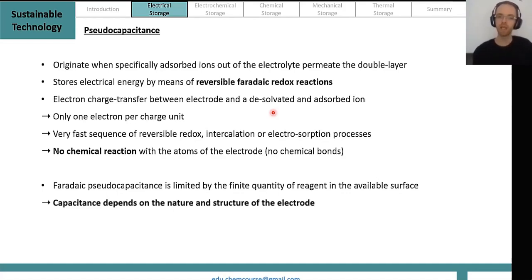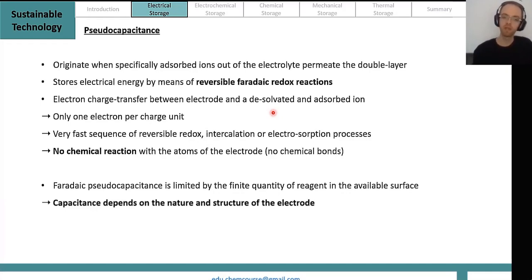So now we actually have something like a reaction which is, to be very strict, not a purely electrical storage anymore, but supercapacitors are regarded as electrical storage devices. So here we have an electron charge transfer between the electrode and a desolvated and adsorbed ion. And we can only transfer one electron per charge unit. And this is a process happening in a very fast sequence of reversible redox, intercalation, and electrosorption processes.